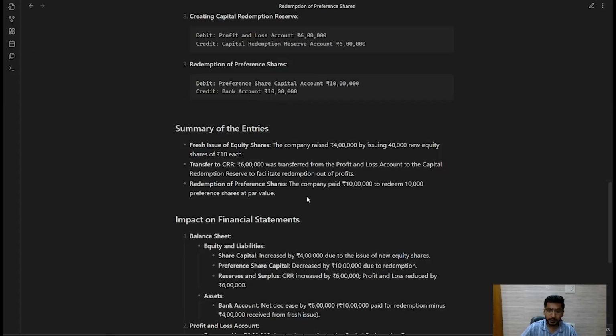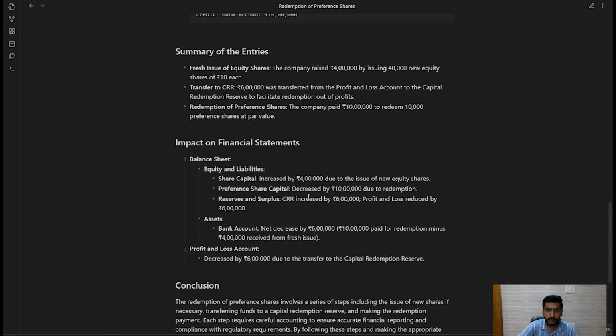Now, let us understand. For the fresh issue of equity shares, the company raised rupees 4 lakhs by issuing 40,000 new equity shares of rupees 10 each. Rupees 6 lakhs was transferred from the profit and loss account to the capital redemption reserve to facilitate the redemption out of the profits. After that, the company paid rupees 10 lakhs to redeem the 10,000 preference shares at par value.